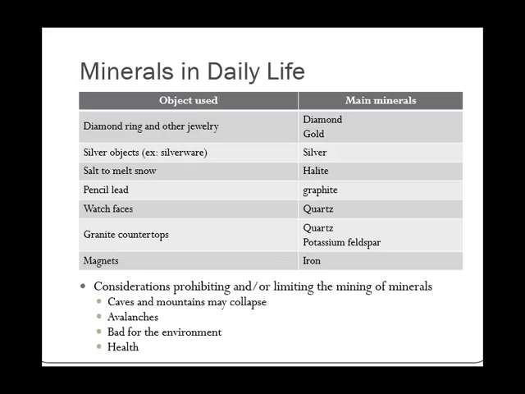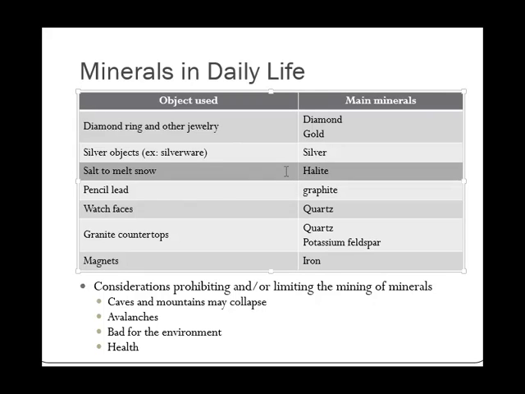Some examples of minerals that you see in daily life. Well, diamond and gold, I think we all know what those are. Those are both minerals. Diamond is actually made from carbon. Gold is its own element. Silver is used for silver objects like silverware and also, of course, jewelry. Salt to melt snow, halite.